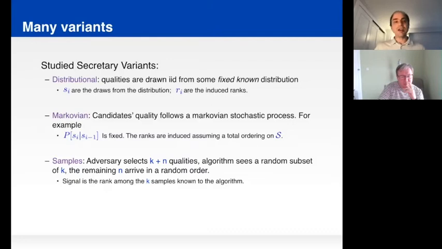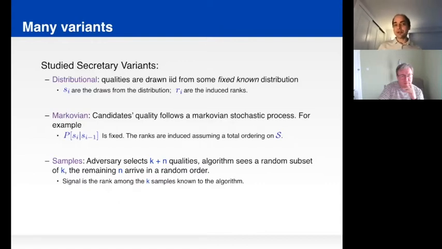So the way I'm going to do the joint distribution, I'm going to say, first you draw the signals. Then you look at which position is the highest one. That one is rank n. The next position is rank n minus 1, and so on and so forth. And this is the joint distribution between signals and ranks, right? And now you proceed as before.